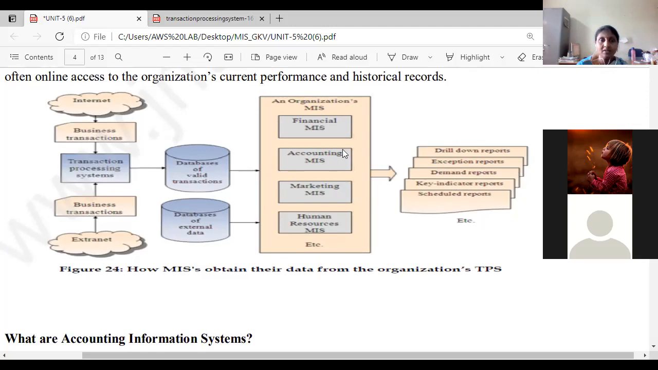This is an organization's MIS. It may include a financial MIS, accounting MIS, marketing MIS, and human resources MIS. If the organization is very big, we need to maintain separate systems for everything: a separate financial management information system, and an accounting report system, from which we also prepare account statements. Then the marketing management information system and the human resource management system, covering which people are working with good knowledge.